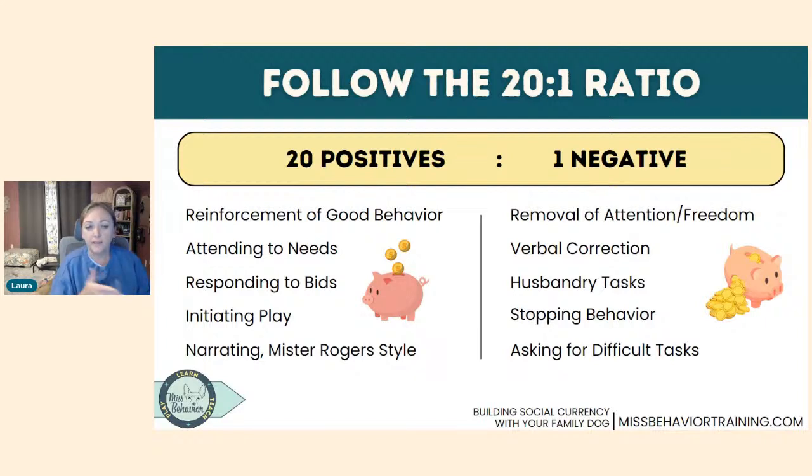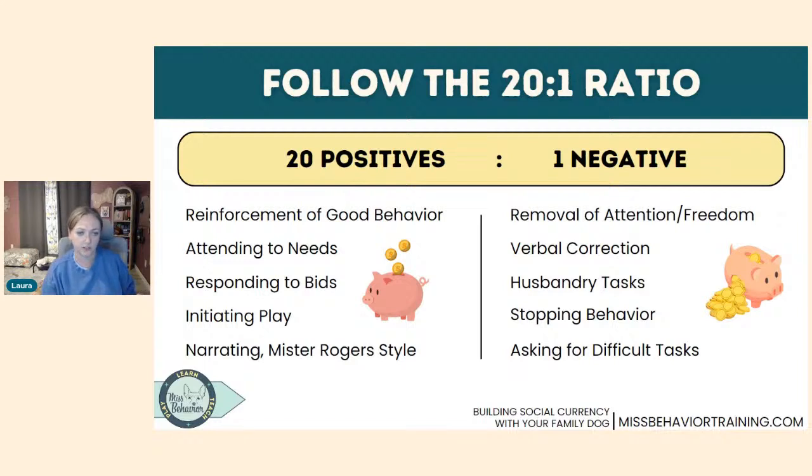Okay. And then those negative things might be removing attention or freedom from them. So you call them inside the house, you close the door behind them. There's a negative. You just took away their freedom, right? But let's hope that you have way more positives in the bank than you have negatives. Verbal correction, telling them no, telling them they can't do something, telling them to stop, telling them anything like that.